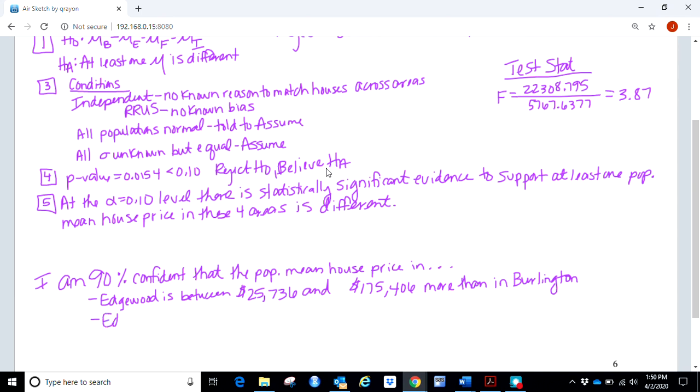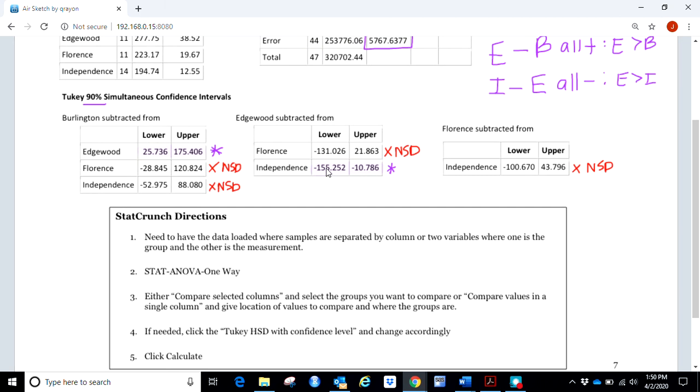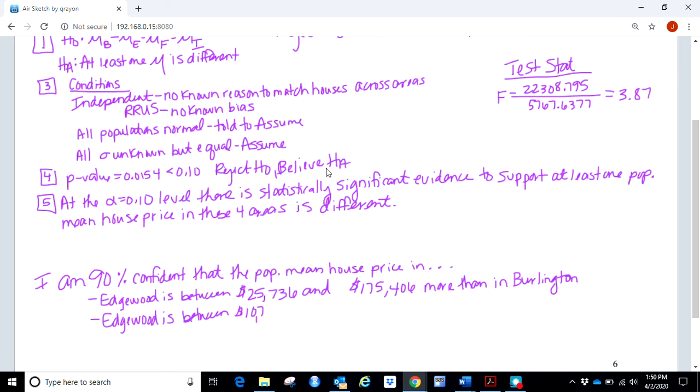So then Edgewood is also between $10,786 and $155,252 more than in Independence.